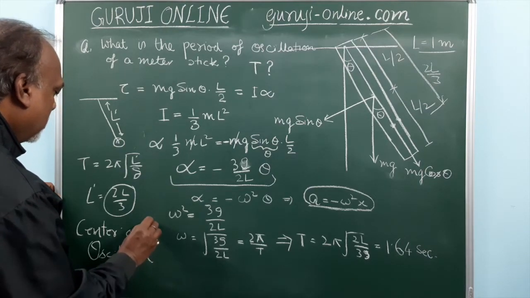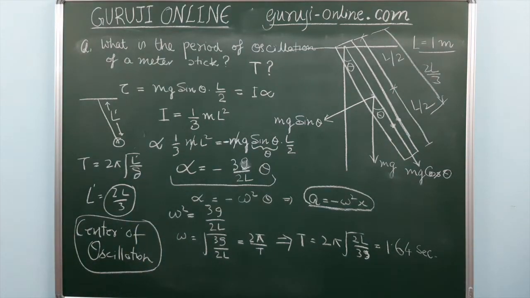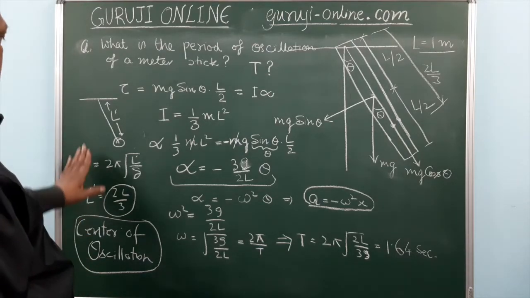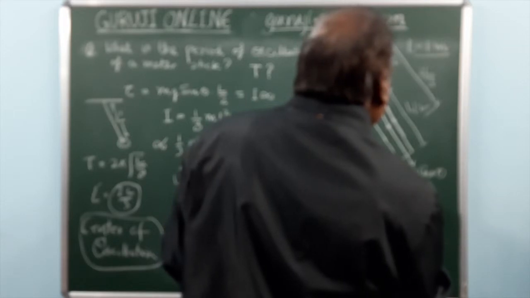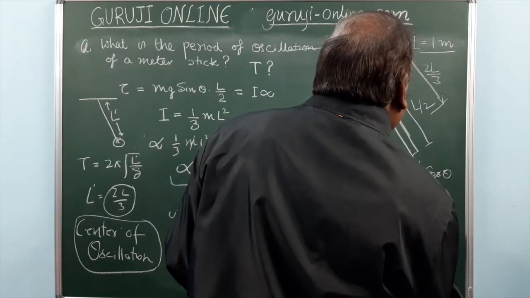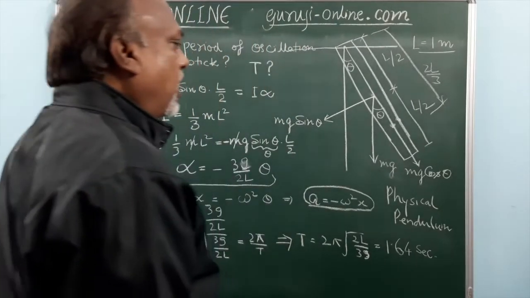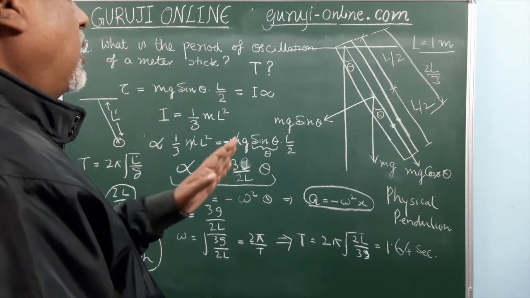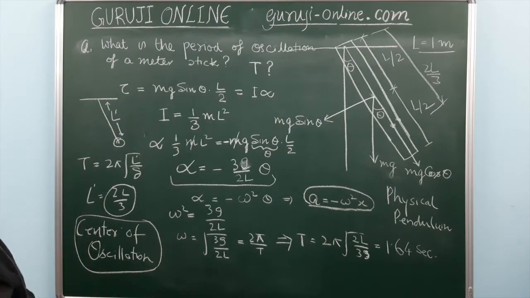So this is how you can find the center of oscillation also. And this is a simple pendulum, and this is called a physical pendulum. So anything can be a physical pendulum, but if you are asked to find the center of oscillation, this is how you can find it. I hope you understood this problem. We will go to the next problem now.